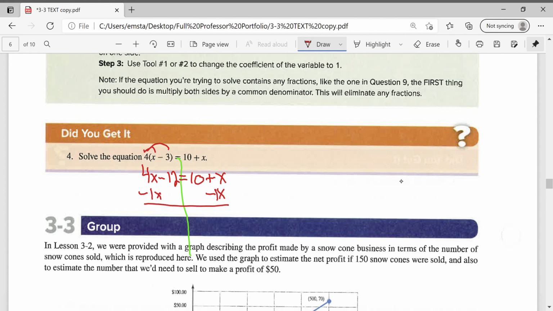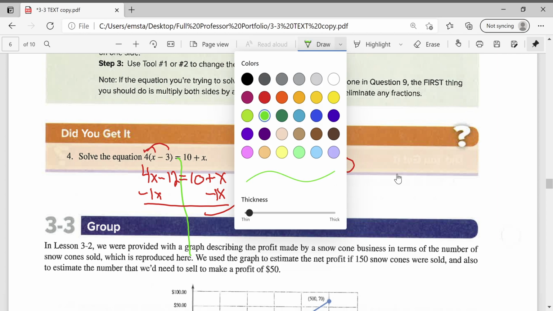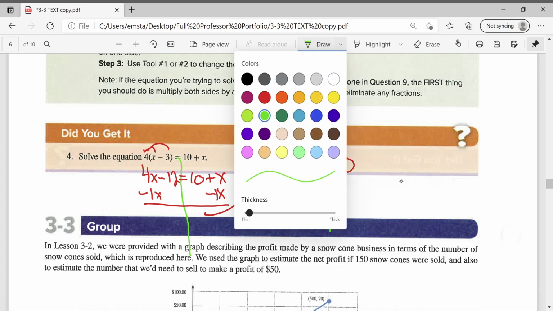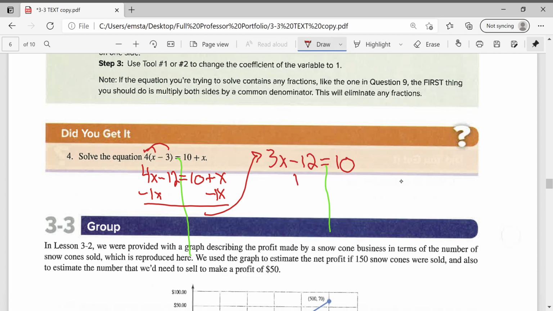I'm going to come back up to the orange box. 4x minus 1x is 3x minus 12 equals 10. Now my variable only shows up on the left side, so I need to move everything away from my x. So the first thing I do is undo minus 12. What's the opposite of subtracting 12? Adding 12.